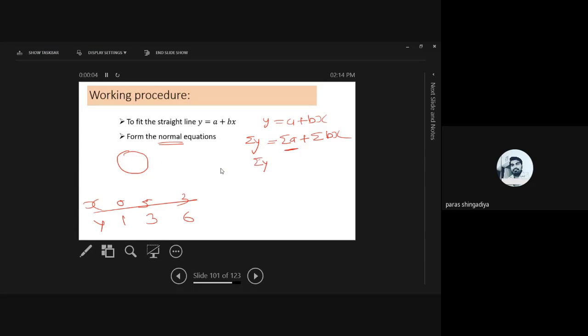Okay, so here first we'll consider the a plus bx form, which we consider as a straight line for the given data. And then we'll predict two normal equations. So how can we predict the first one? Just write the equation as it is, and then apply sigma to both sides. So here write sigma y is equal to sigma a plus b sigma x. Now sigma y involves some pattern of numbers, that is 1 plus 3 plus 6 and so on. So we can identify sigma y easily.